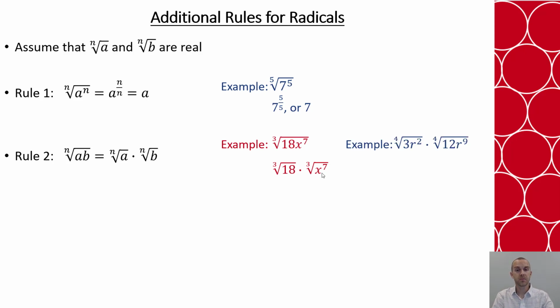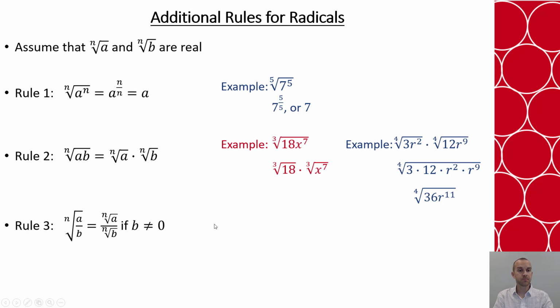Vice versa, what if I had the fourth root of 3r squared times the fourth root of 12r to the 9th? I could combine them back together with all those terms being multiplied inside the radical because they have the same index. And this allows me then to multiply 3 times 12, that gives me 36, and I can combine my exponents because it's the same base, so 2 plus 9 gives me r to the 11th. And the final rule goes back to what we've said before.